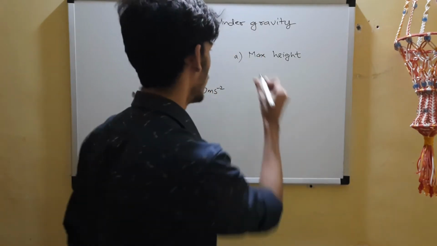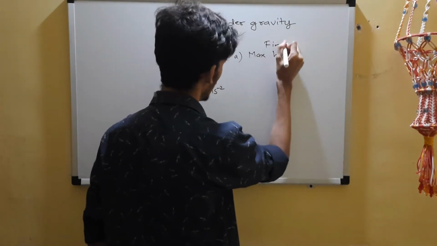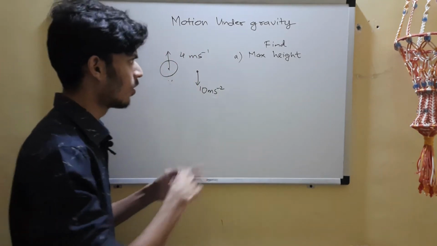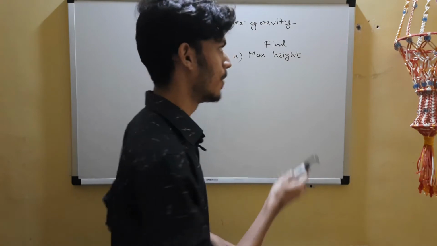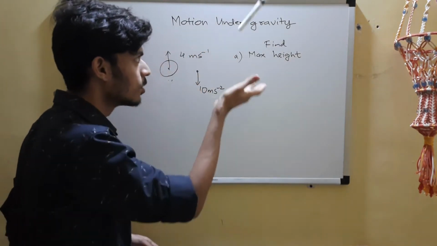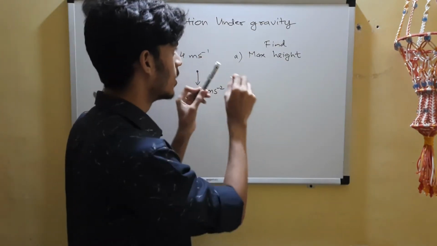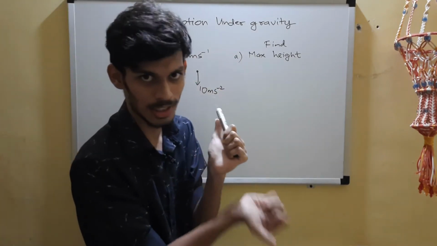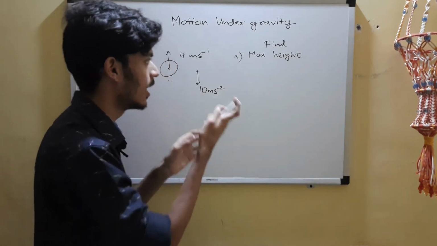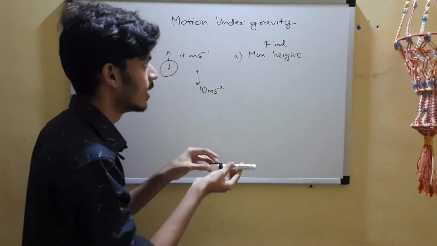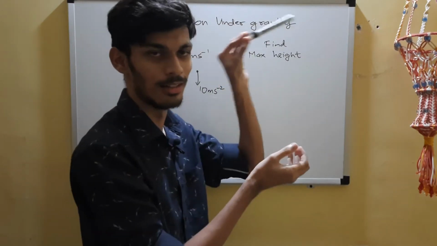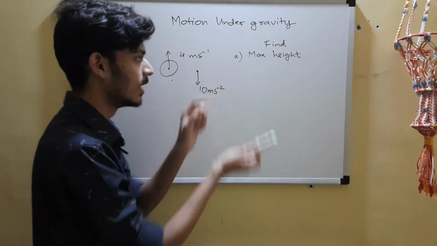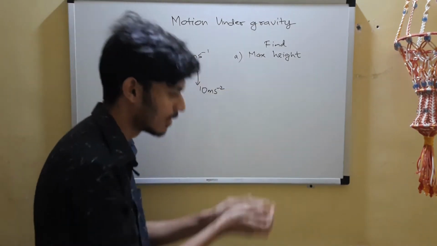Find the max height. If you know the equations of motion, you'll be able to do it. So what happens at the maximum height? The object goes up and its velocity keeps decreasing, because the acceleration is in the opposite direction, so it's retarding it. Then it stops. When it stops, it is at the maximum height, and then it returns back.